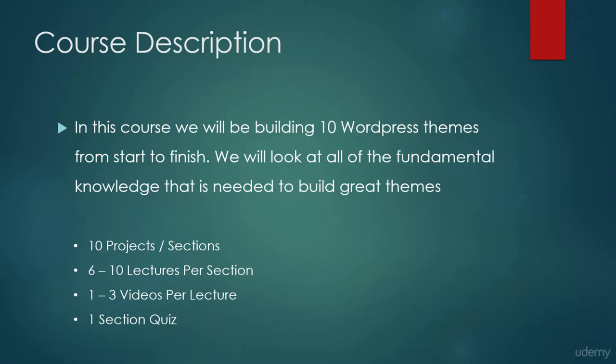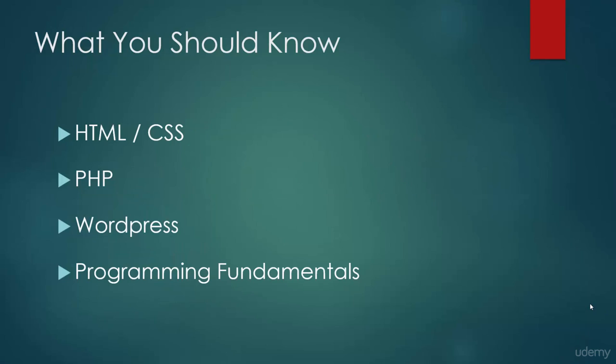So in this course we're going to be building 10 WordPress themes from start to finish. We're going to be looking at all of the fundamental knowledge that is needed to start building great WordPress themes. So there's 10 projects or sections, and there's 6 to 10 lectures per section, and then we have anywhere between 1 and 3 videos per lecture. There'll also be one section quiz that will have up to 5 or 6 questions.